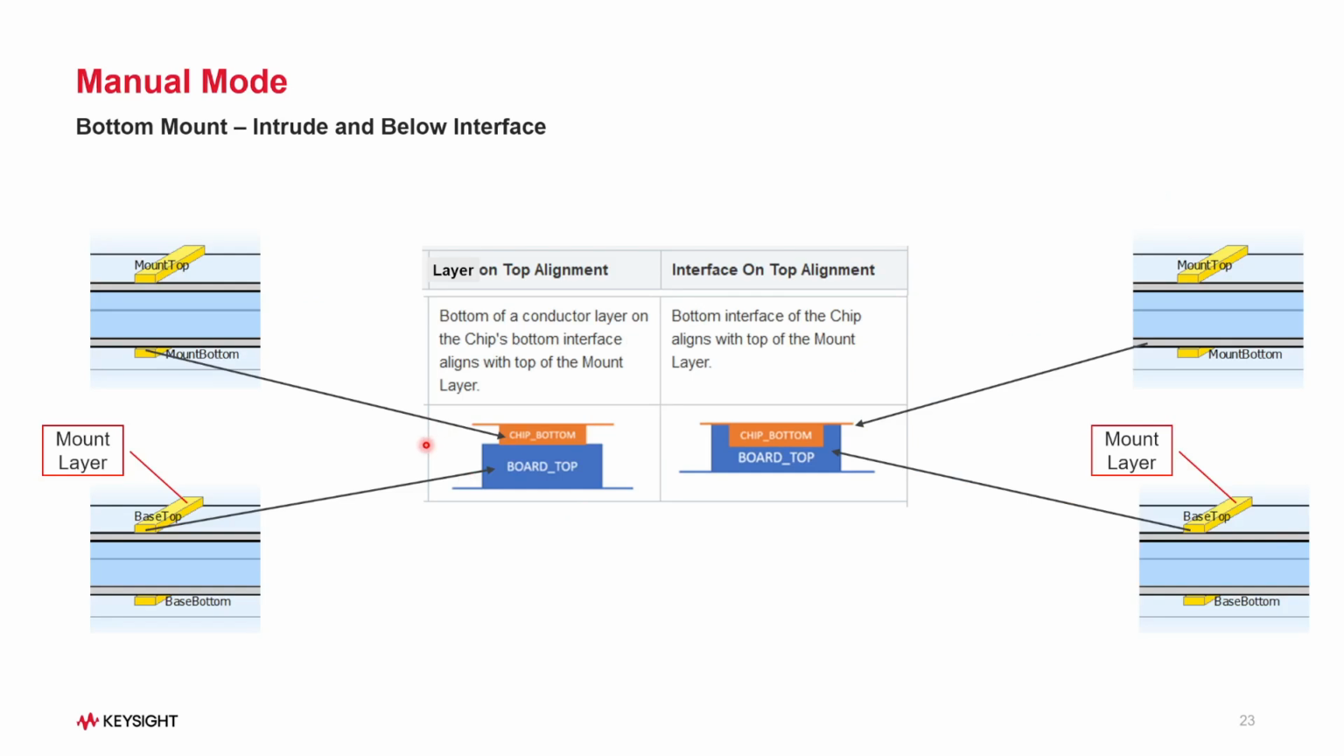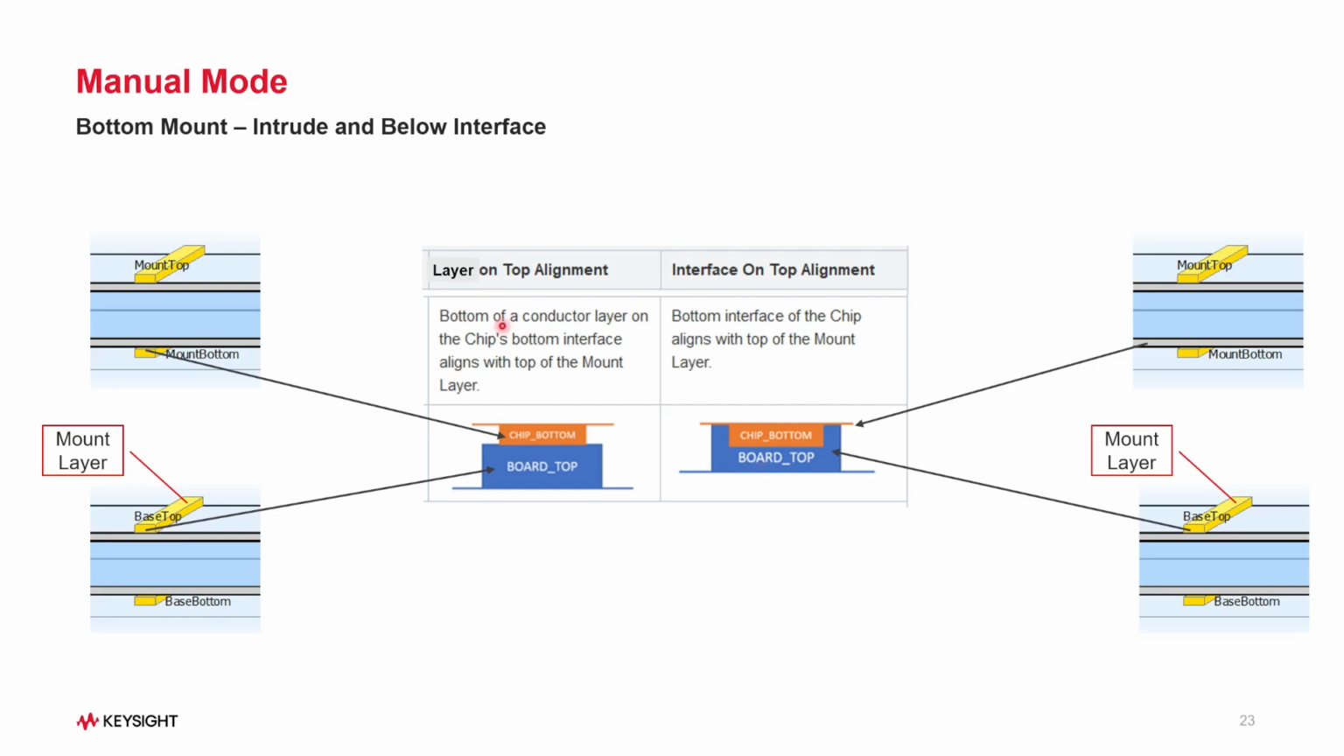So what are the geometries here? We have the chip here with mount top and mount bottom, and then we have the board with base bottom, which we're not going to use. In this case, we're just going to use base top, which is defined as the mount layer. And the other situation here is where we're going to have the interface on top. We'll see how this geometry is actually generated later in RFPro. We'll see a live example.